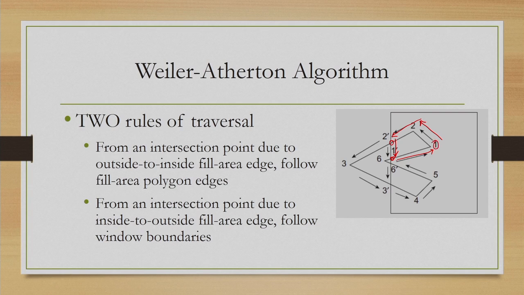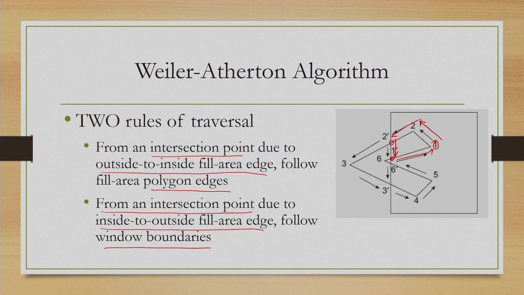So, there are two rules of traversal. From an intersection point due to an outside to inside fill area edge, we should follow the polygon edges. From an intersection point due to an inside to outside fill area edge, we should follow the window boundaries. So, these are the rules we applied while performing the traversal.